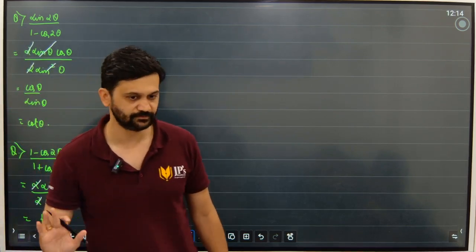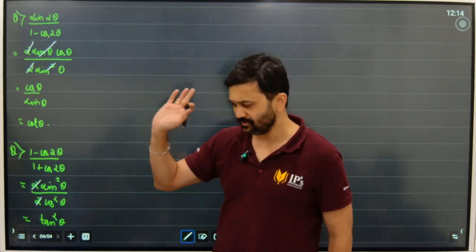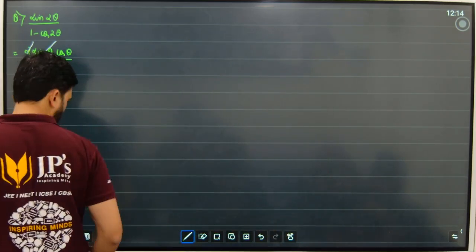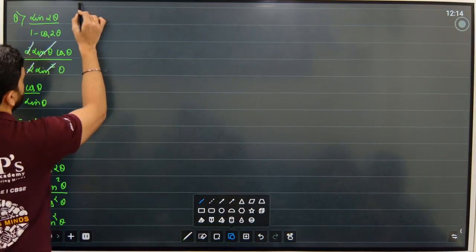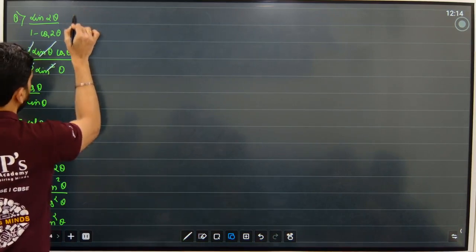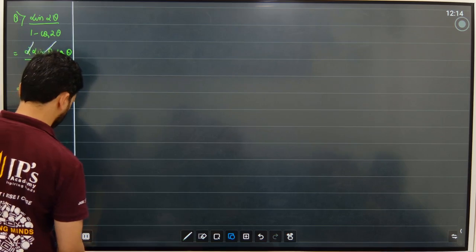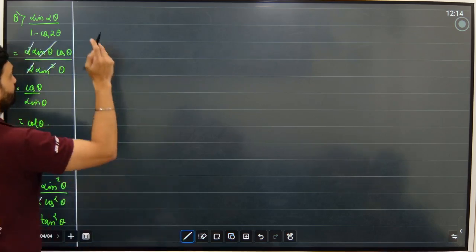Anybody has any doubts here? Has everybody understood? We're just using the half angle formulas that we have been taught. So I got the formula for sin 2 theta, I got the formula for cos 2 theta, I got the formula for 1 minus cos 2 theta.